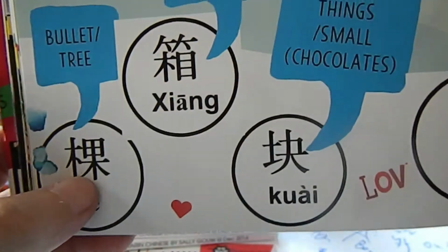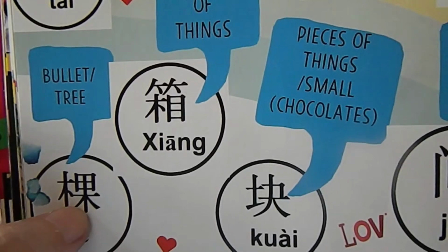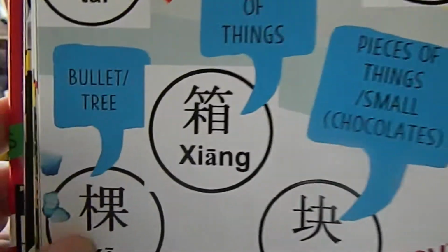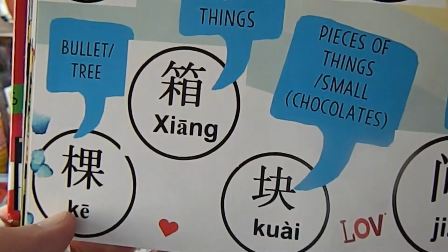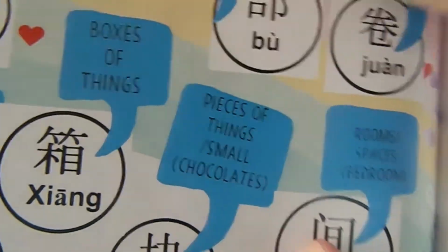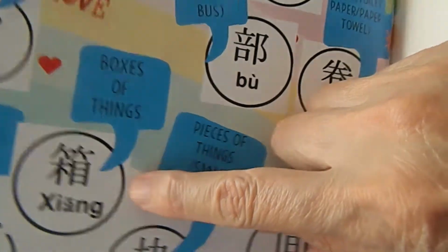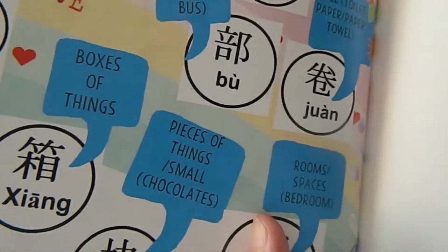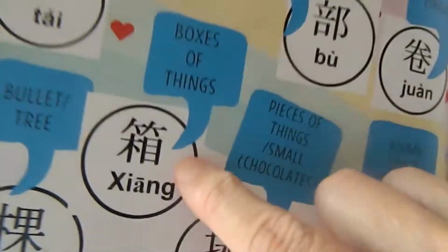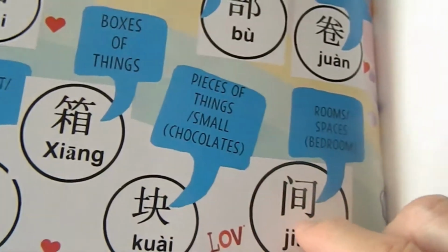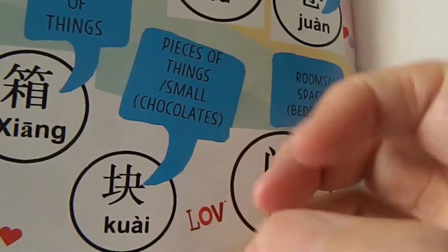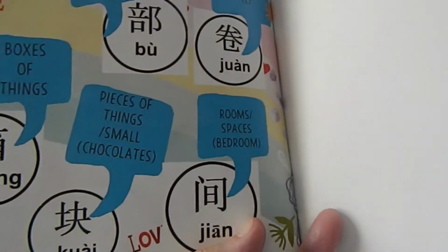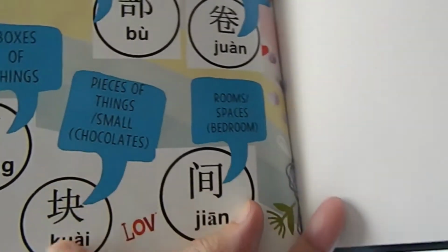Bullet, you also say 棵, okay? Like bullet, like you shoot people with that bullet, we call it 棵. Now 箱 is also 箱, 一箱 Coca-Cola, okay? That means one box of Coca-Cola, okay? Now this also 一块鸡肉, one chicken meat, okay, or one chocolate.